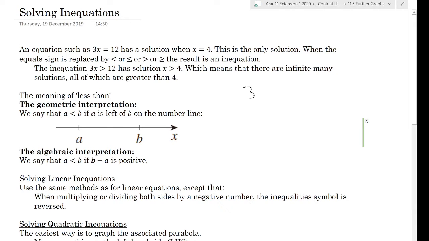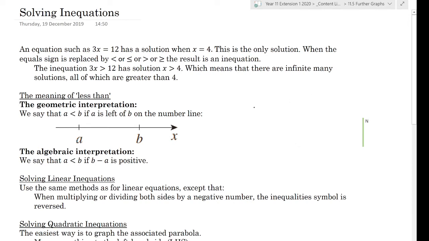So like 3x is greater than 12. What values of x make this true? Whenever x is greater than 4. So we solve these just like a regular equation. And we know if I substitute anything that's bigger than 4 into my original inequation, so let's try 5, so 3 times 5, that should be greater than 12, and it is in fact true that 15 is greater than 12.